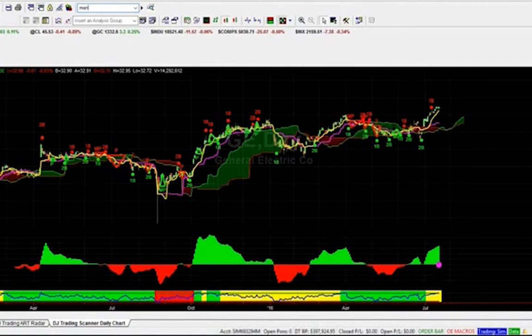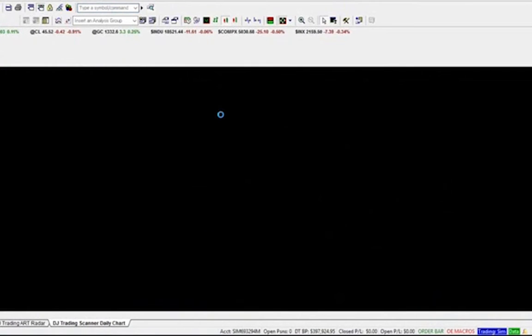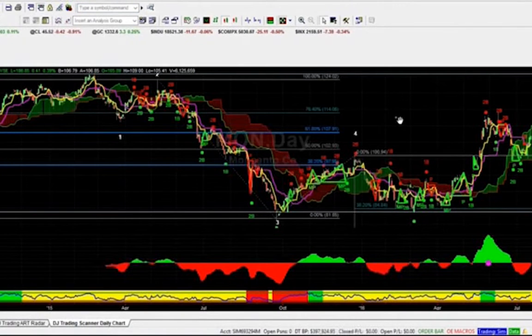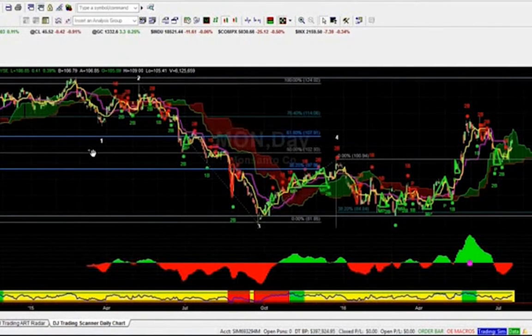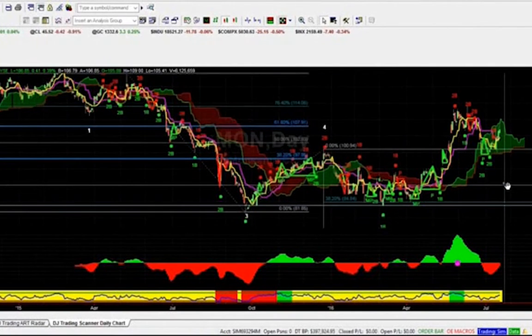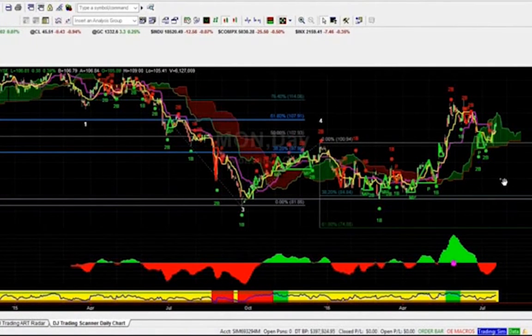John's interested in Monsanto, MON. Let's take a look at that. We did think Monsanto was in a bearish move. I had the waves labeled here, 1, 2, 3, 4. We were expecting a wave 5, and it failed. So it does not always work.